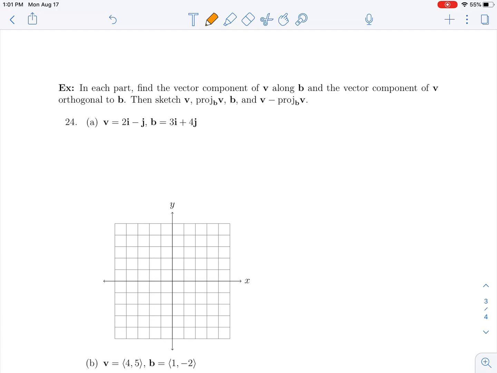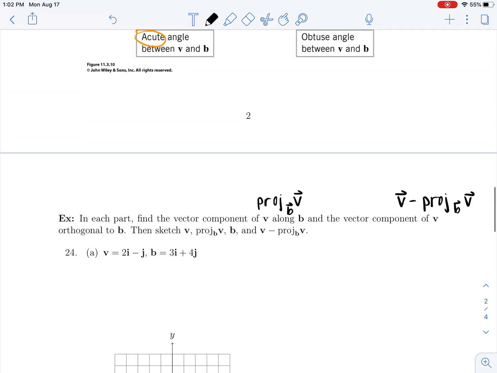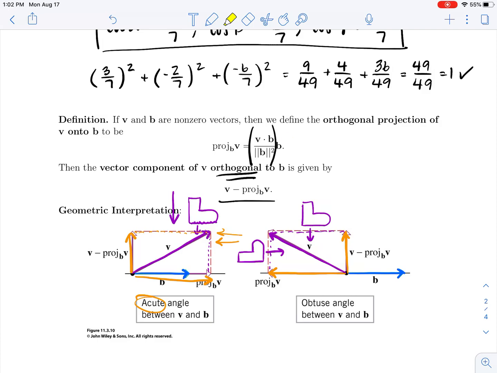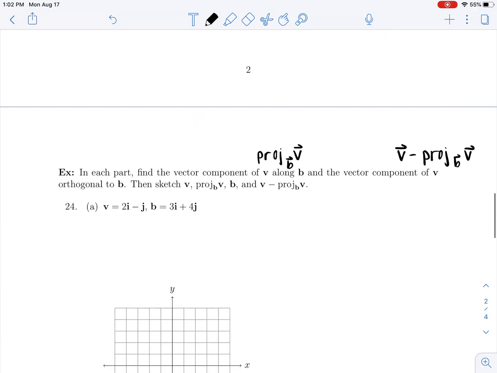So in each part, find the vector component of v along b. So in other words, this is asking for proj of v along b. All right, and the vector component of v orthogonal to b. So that is v minus the projection. All right, and then once you've found those, we want to sketch v, its projection on b, the vector b, and then the orthogonal component of the projection. All right, so let's get started. What I want to do first is just write down this definition. So I'm going to copy this definition right here so that we have it in front of us. So I want that the projection, let me just write it right up here in the margin.